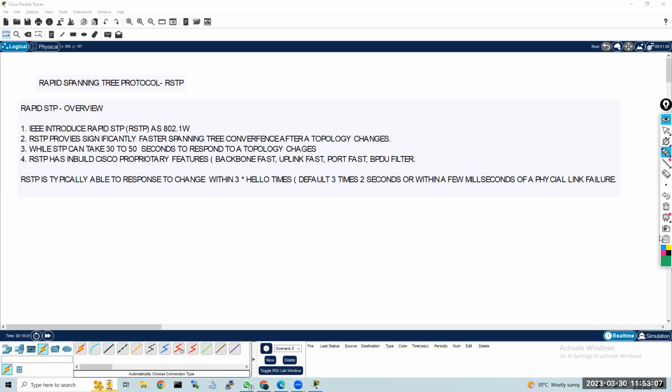And I want to explain some of the points here regarding the rapid spanning tree ports. That is a port role. So what different port roles are available in your spanning tree protocol? Port roles. Okay, let me write it down. RSTP port roles.